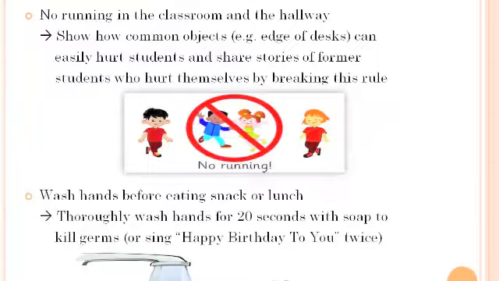The third important rule to set in the classroom is to be safe. Teachers should explicitly ban students from running in the classroom and hallways. Teachers should explain how common objects in the classroom, such as desks, can easily cause serious injuries to students who are running in the classroom.